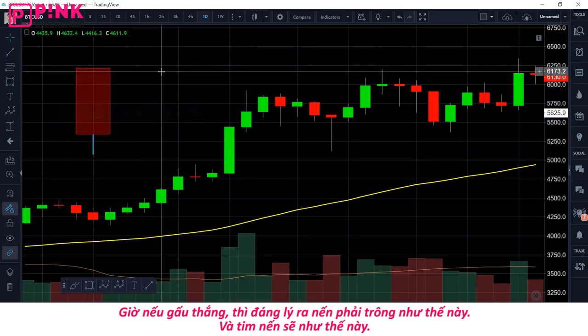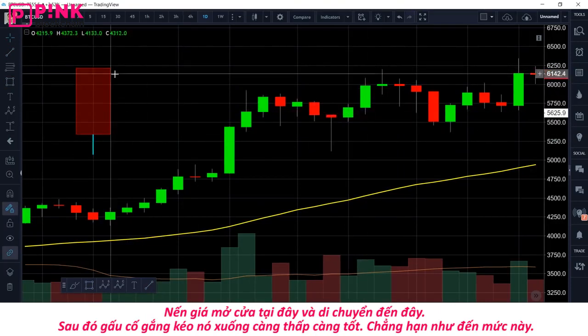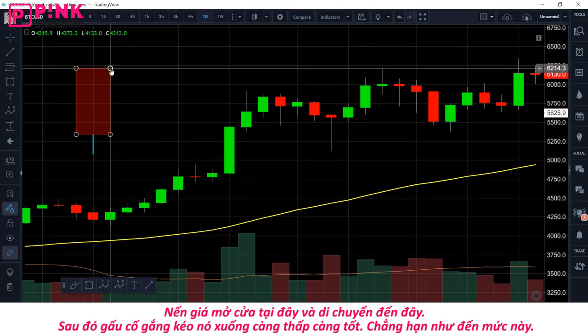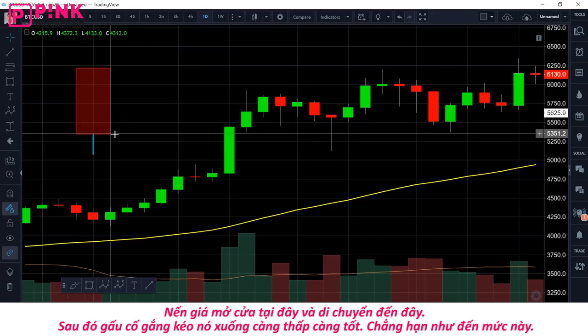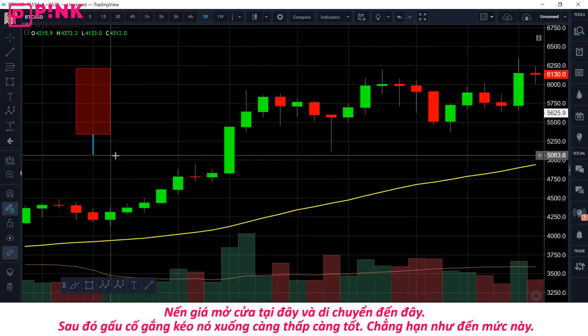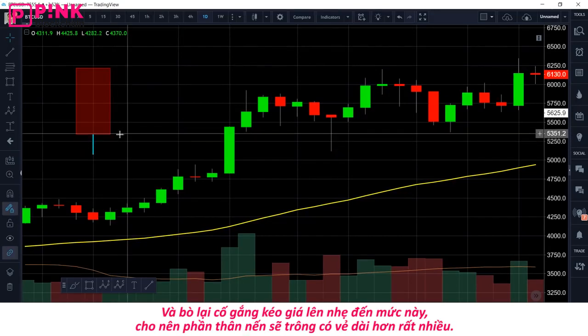It would have looked like that. So we opened up here to right here. And then the bears tried to push it down really, really low, right? Say to right over here. And then the bulls might have pushed it up only slightly. So the body of the candle itself would look much, much larger.